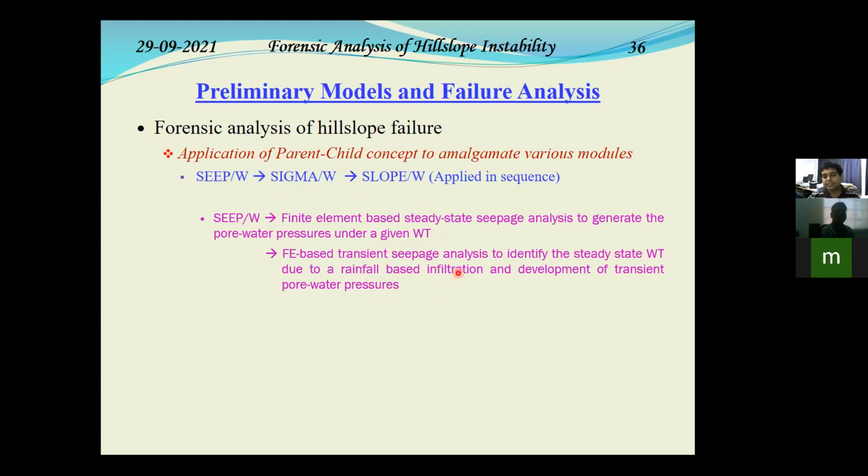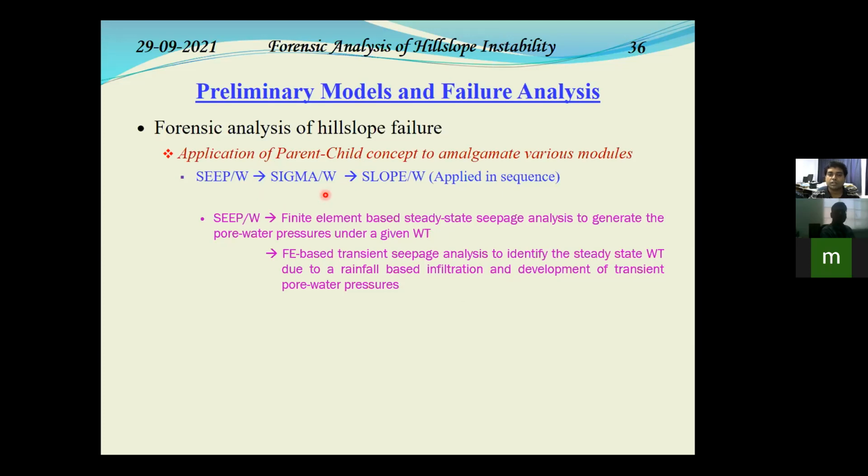So steady state is the condition which I was talking about right now, where we maintain a specific water table. And if there is rainfall, there will be fluctuations in the water table, and that's where the transient seepage analysis needs to be done. Along with that, after we come to understand the pore pressures and the condition of the water level, then different constructions were done over the site.